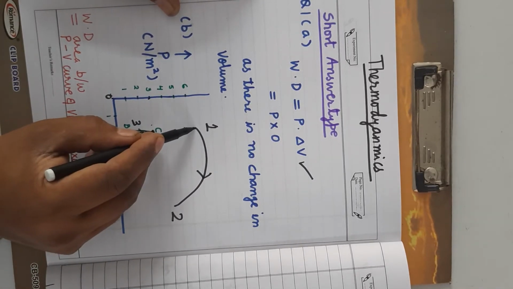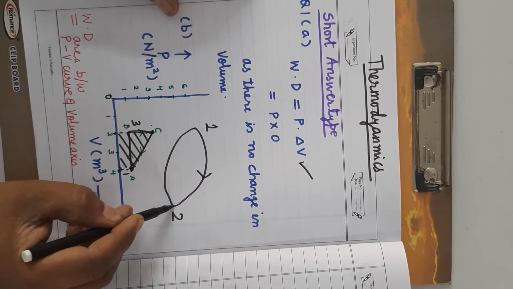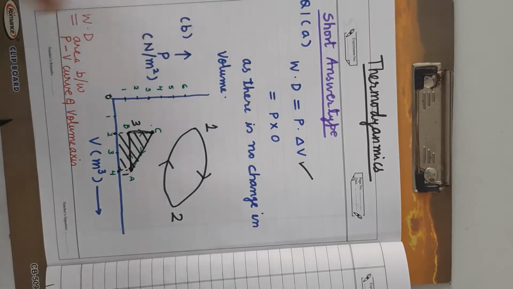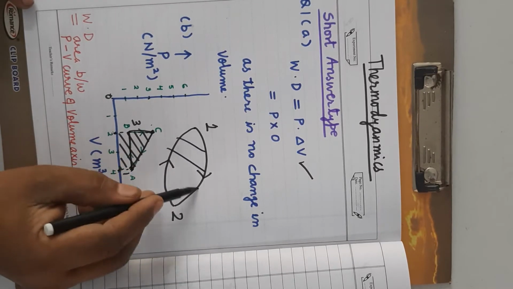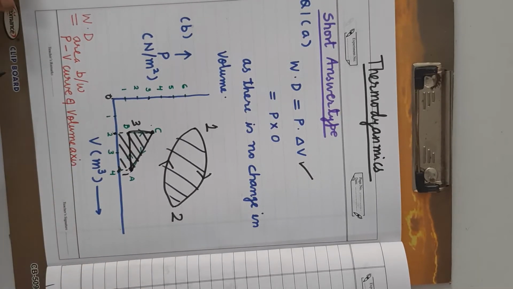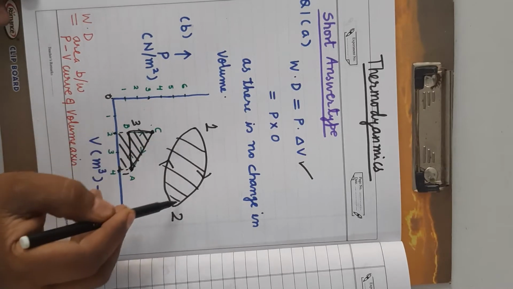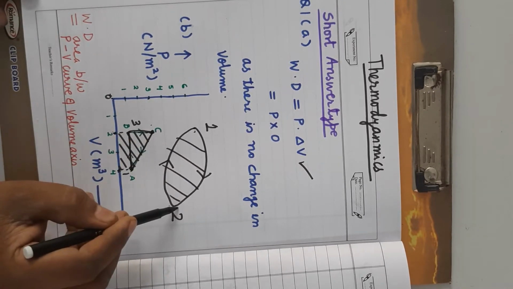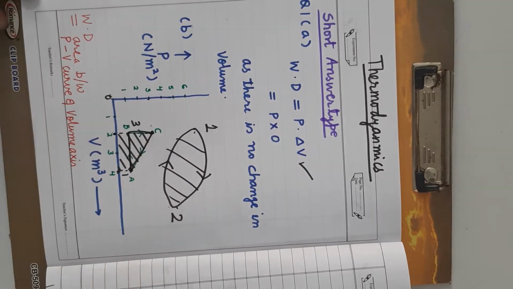Then the reverse change takes place from 2 to 1. It's clear. So what will be the work done? Work done will be equal to simply this area. It's clear. No need to determine first the area under this plus the area under this. We simply determine this area. And why is it so?